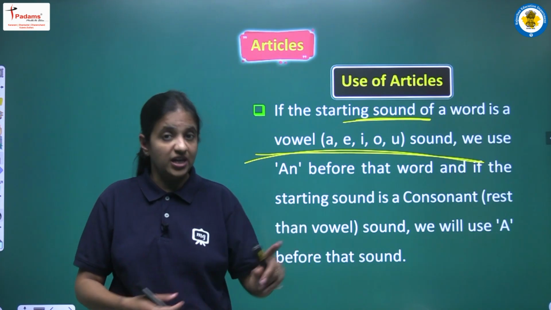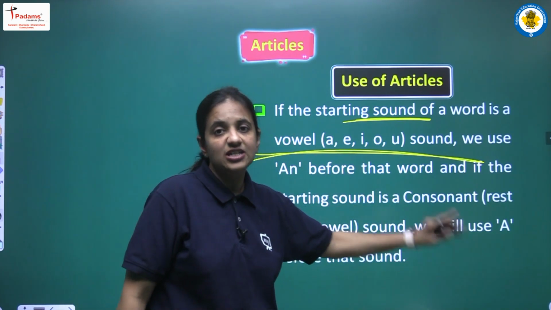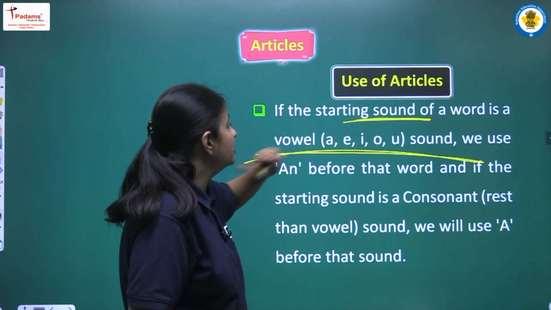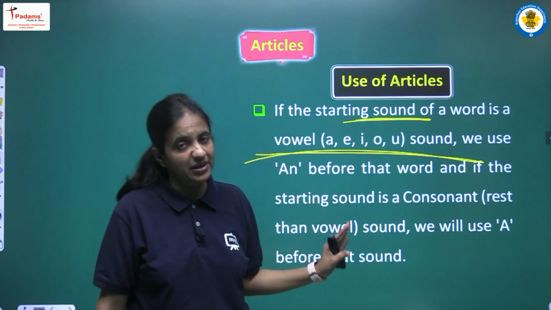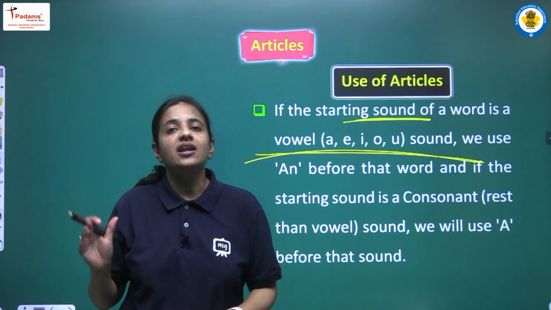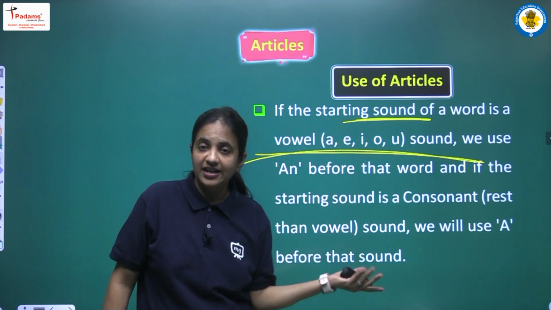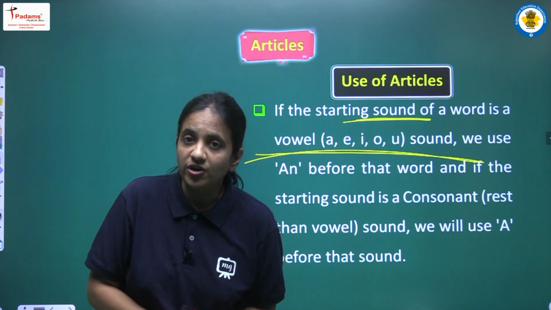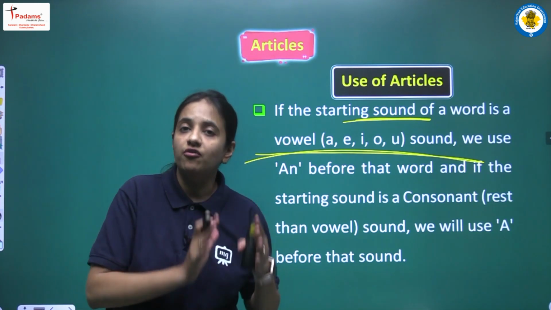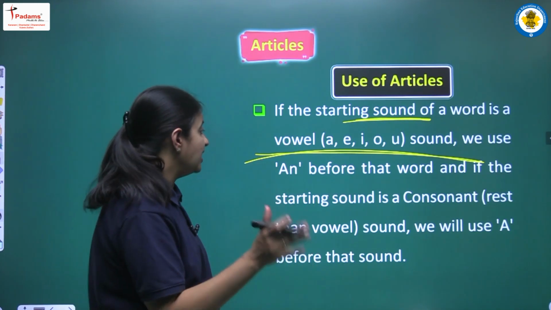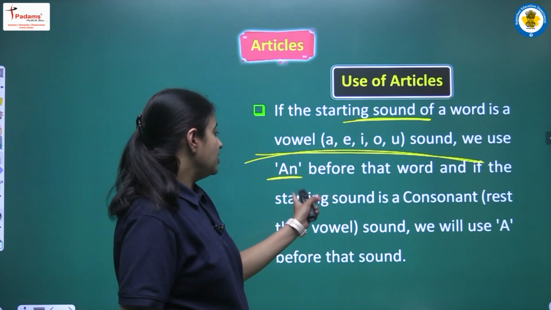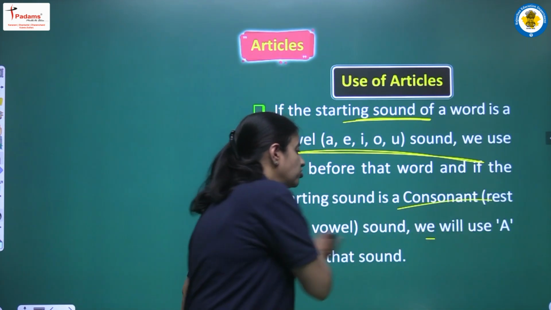Okay, so again I am reading this sentence, so be very careful here. If the starting sound of the word is a vowel sound, again I am repeating this, we are talking about the sound. It doesn't matter whether we have a vowel letter or a consonant letter, but the important thing is what sound we have. If we have a vowel sound in the beginning of a word, then we always use an before that word. And if we have a consonant sound, so what does consonant mean?